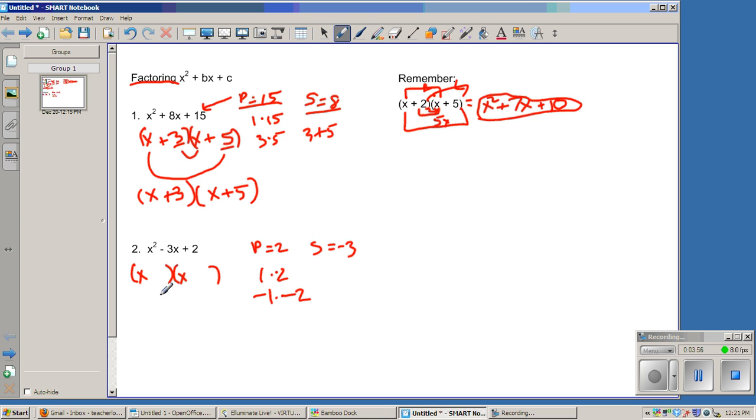So obviously the answer here is a minus 1 and a minus 2, because negative 1 plus negative 2 gives me the negative 3 that I need. So I'll say x minus 1, x minus 2. And there's the answer. So that's how you factor if you have no number before that x squared term. In the next video, I'll show you a little more sophisticated way of factoring, and that's if you have a number before that x squared term.